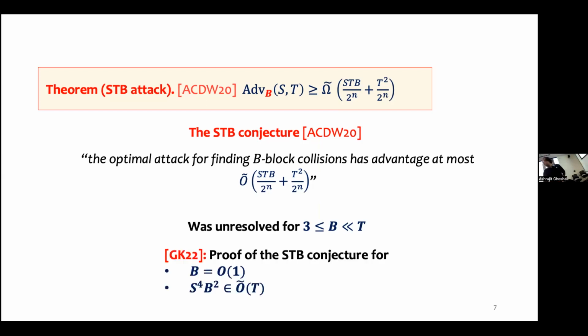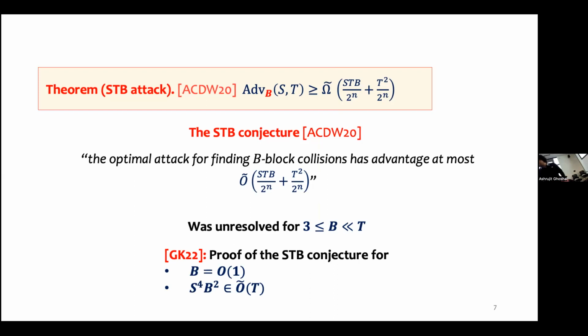In a joint work with Ilan Komargodski, we showed that this conjecture is true for all constant values of B and for certain other ranges of parameters. I'll tell you about the techniques involved in proving this later on in this talk. But before that, I'll tell you about some of the other results we have in time-space trade-offs for hash functions.